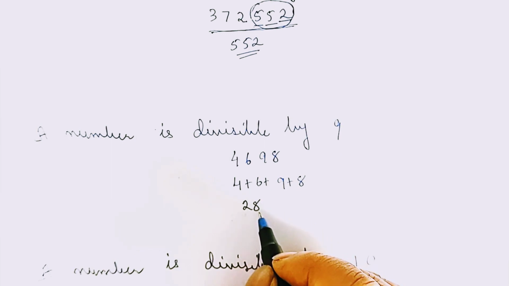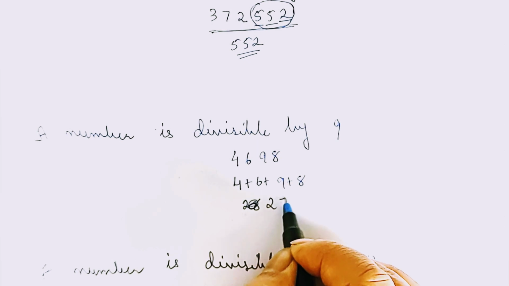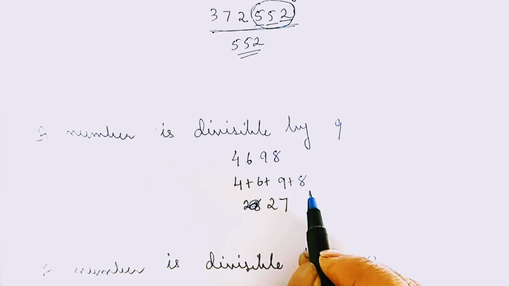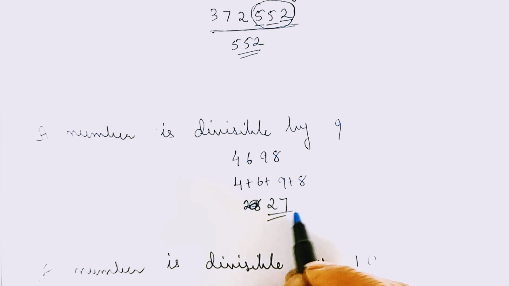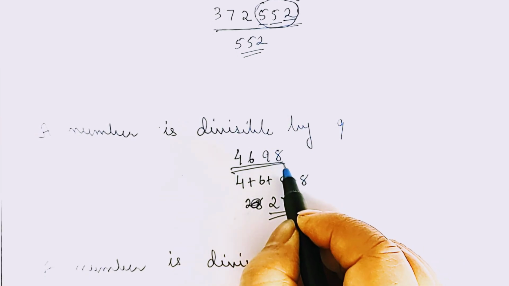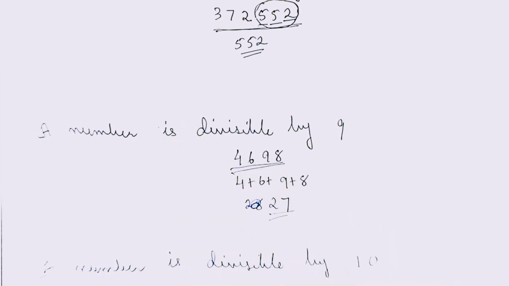Is this number divisible or not? Oh no, I'm so sorry, it is not 28, it is 27. 10, 19, 27. Now is this number divisible by 9? Yes, this number is divisible by 9.